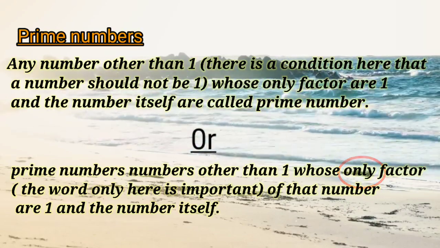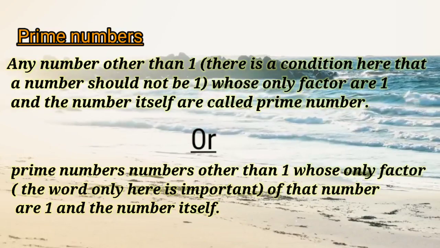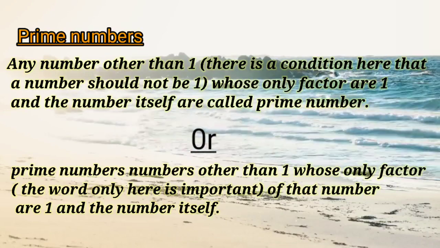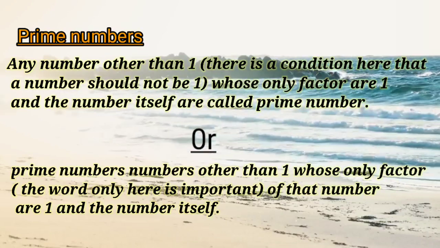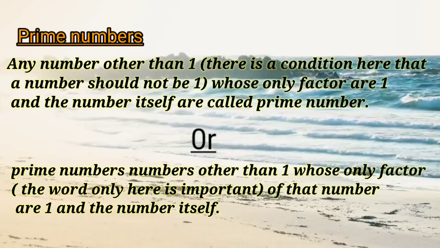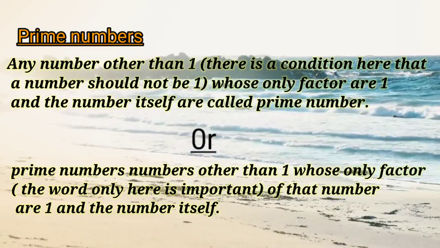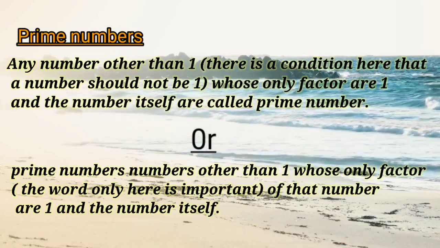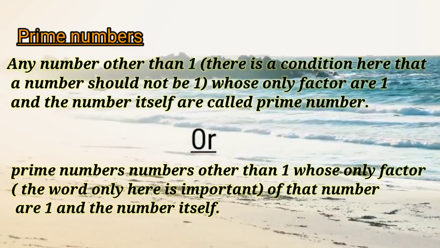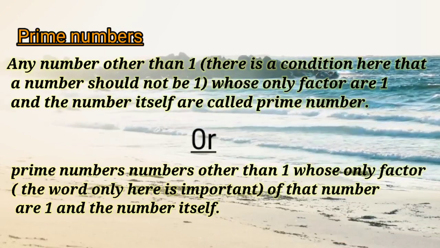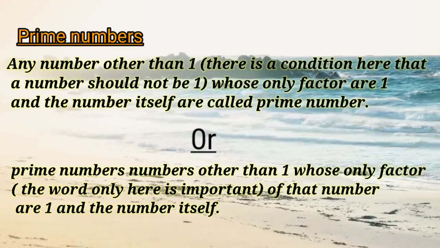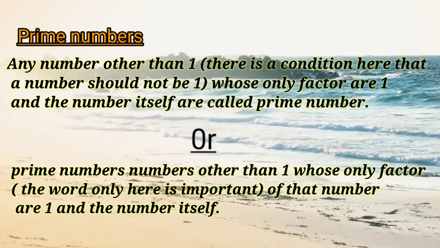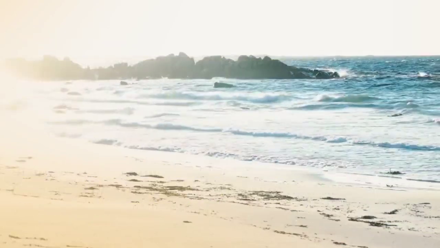are such that the number is other than 1, that is, the number is not equal to 1, and the only factors of that number are 1 and the number itself. So here we can say that 7 has the factors 1 and 7 itself, so 7 is called a prime number. Therefore, we can say that the number 7 is an example of a prime number.